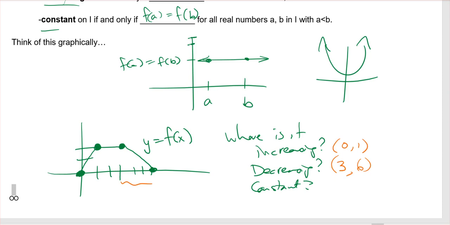And then we say, where is it constant? Well, it's constant right in this interval. So we've got the interval from 1 to 3. And then we would put that open.